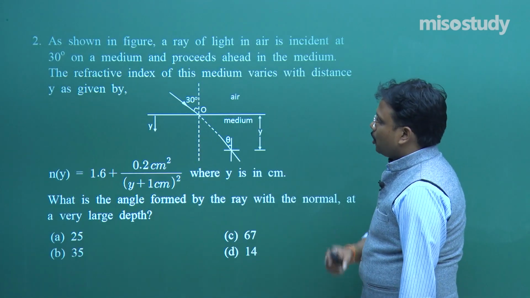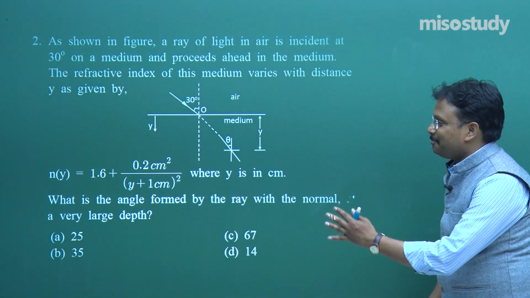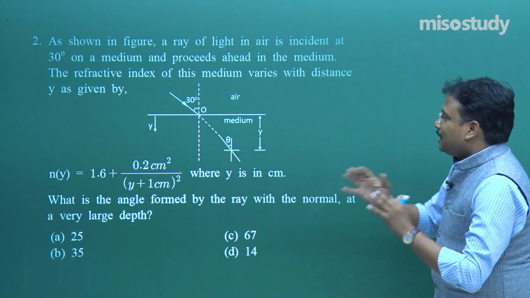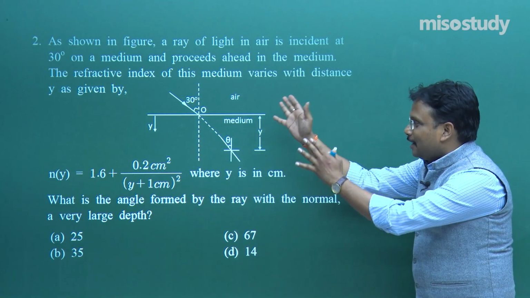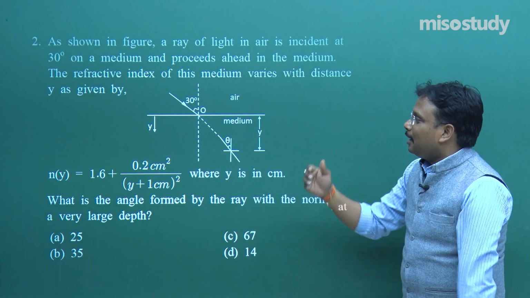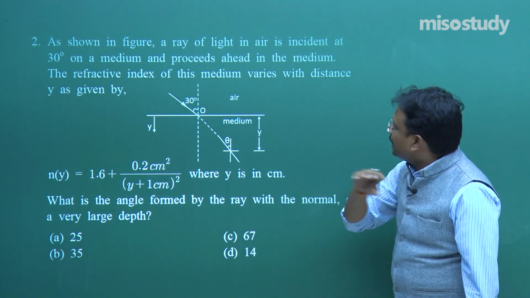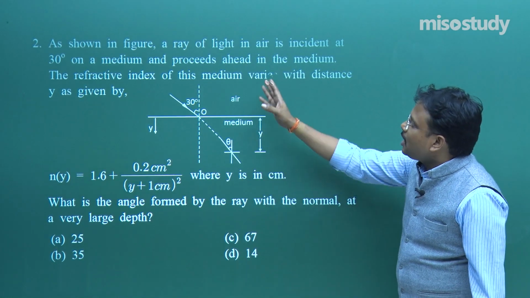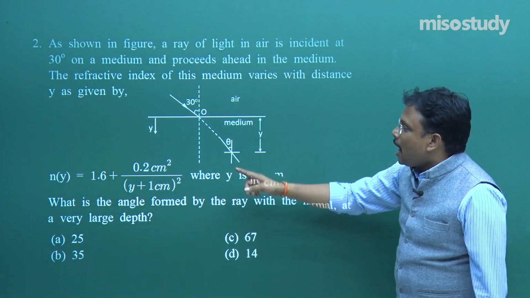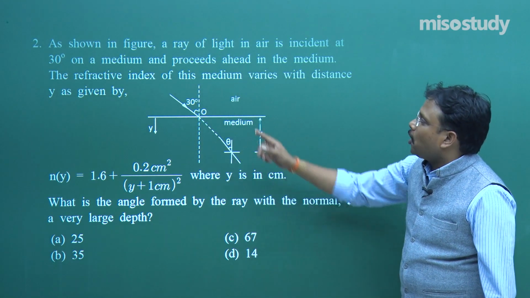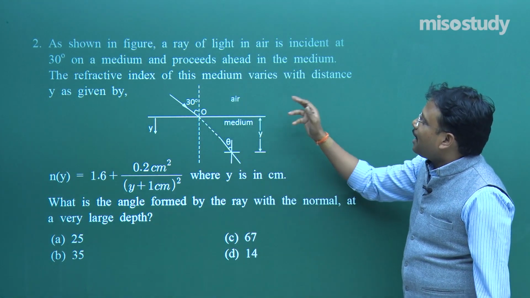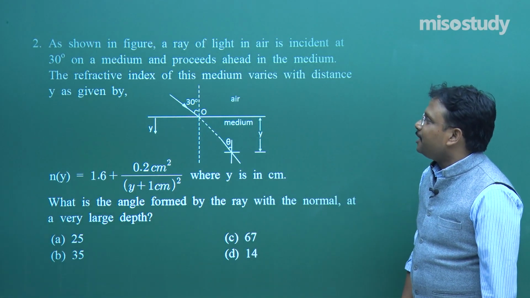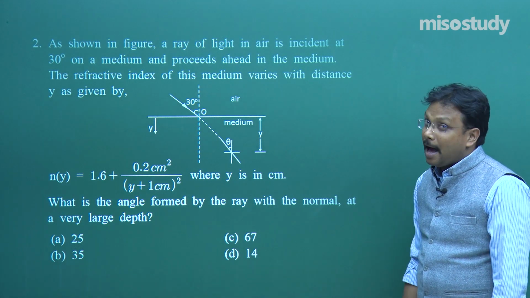Now, let's come on to this question. Yes, slightly bigger one, and some sort of mathematics is also involved over here. I don't want to come between you and your question. I'll simply try to explain using simple language. As shown in the figure, a ray of light in air is incident at a 30-degree angle on a medium and proceeds ahead in the medium. The refractive index of this medium varies with the distance y as given.